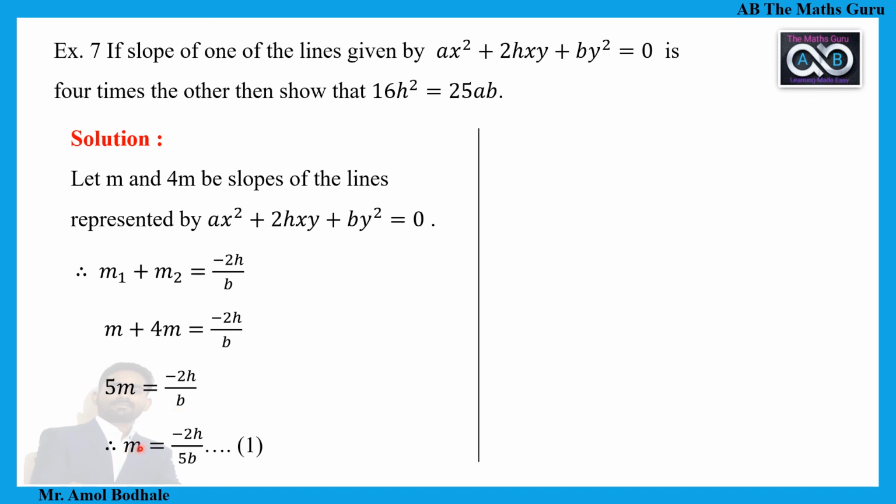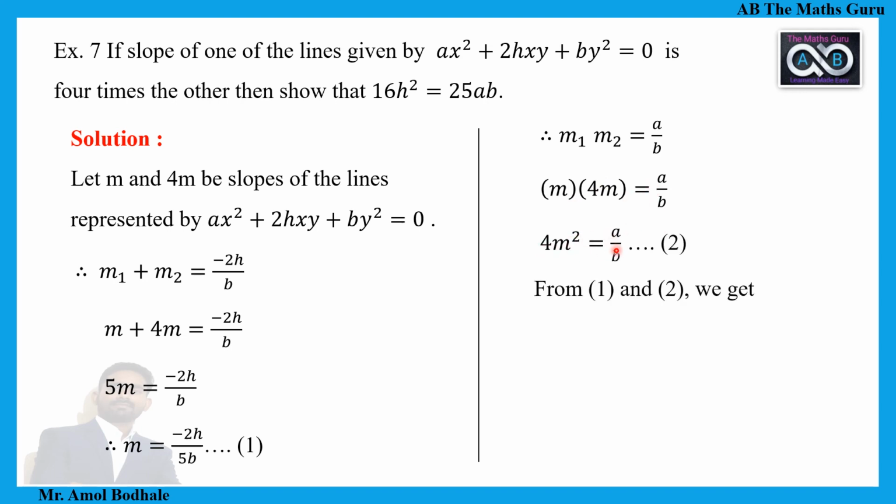Therefore m equal to minus 2h upon 5b. From the second condition, m1 into m2 is a upon b, as m1 is m and m2 is 4m. So we get m into 4m equal to a upon b. From this we get 4m square equal to a upon b. If we put the value of m in this second equation, we get 4 into bracket minus 2h upon 5b bracket square equal to a upon b.